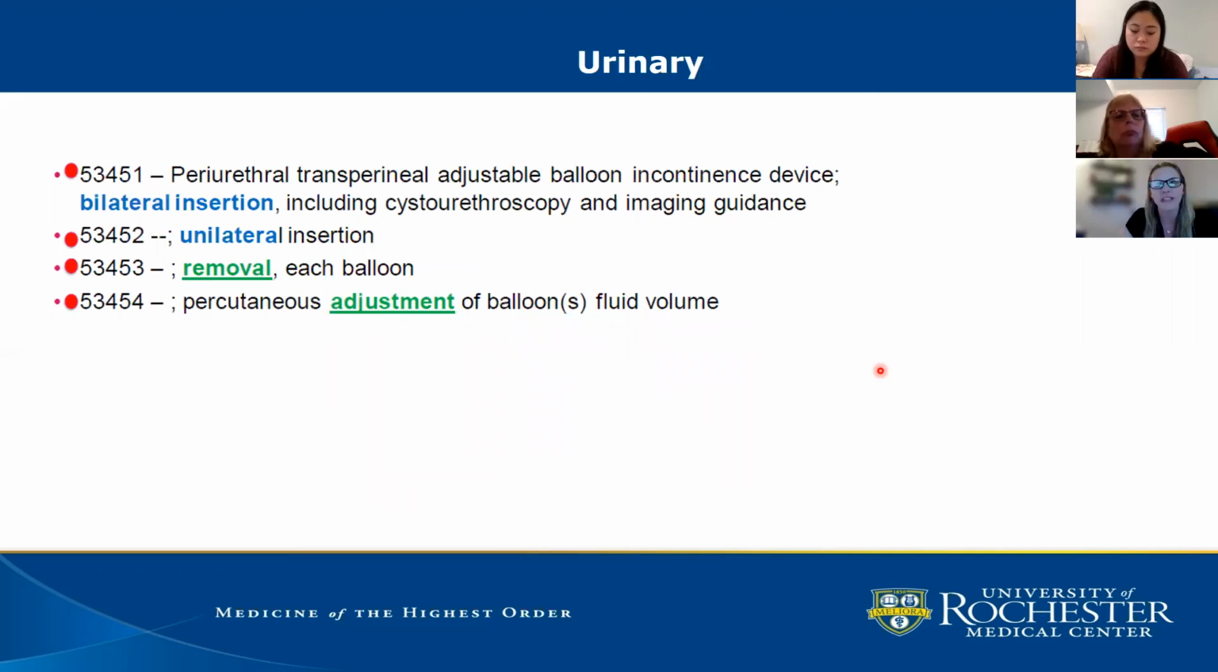And so in the first one, the 53451, that's bilateral insertion of that adjustable balloon incontinence device. And it does include the imaging. And then if there was a unilateral insertion, that would be the 452. 453 is the removal of each balloon. And then the 53454 is if they had an adjustment to that incontinence device.